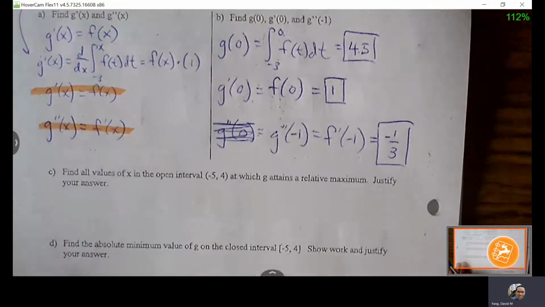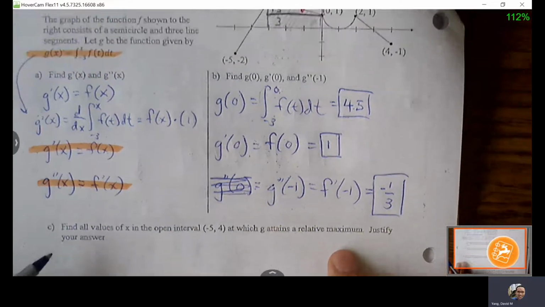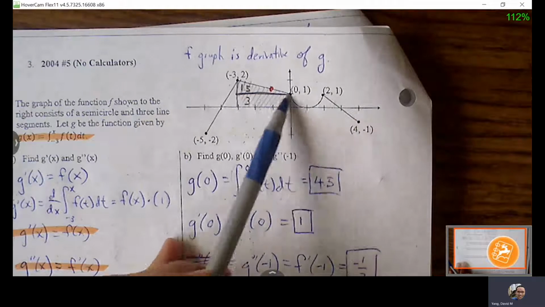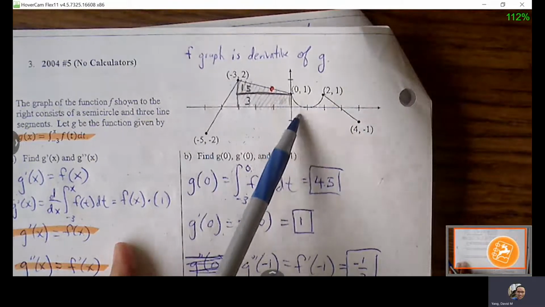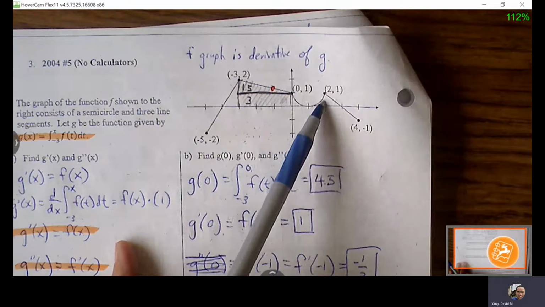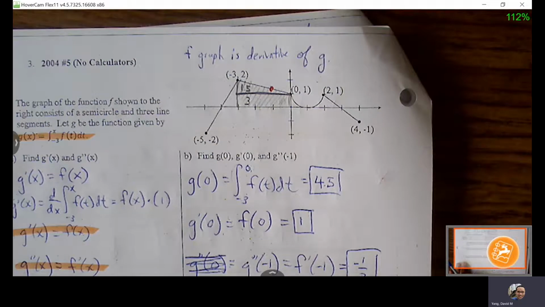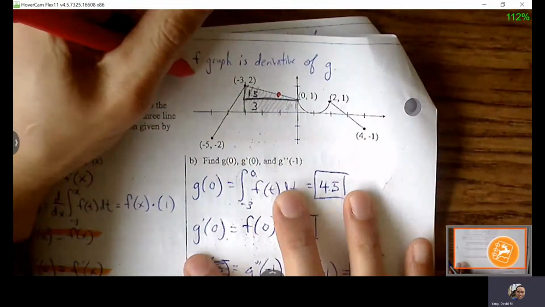Now, part C says find all the values where g attains a relative max. Now, this is the derivative graph of g, right? So this is not the original g graph. We're not going to be able to say, oh, that's a relative max at -3, there's a relative min at 0, relative max at 2. This is the derivative graph. So remember how we interpreted a derivative graph in first semester? We'll do that same thing here.